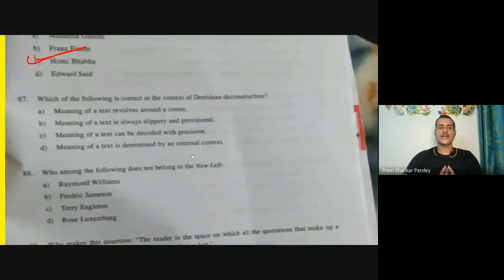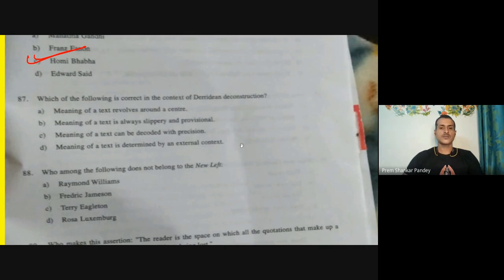Next question, number 87. Which of the following is correct in context of Derridian deconstruction? Meaning of a text revolves around a center. Meaning of a text is always slippery and provisional. Meaning of a text can be decoded with precision. Meaning of a text is determined by an external context. Very simple question. If you understand the term deconstruction, you can very well find the right answer.